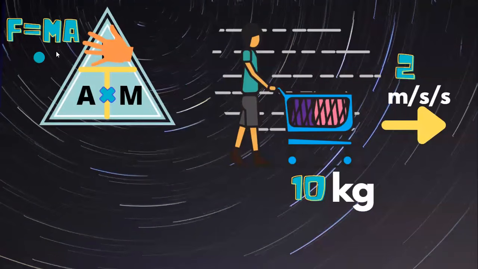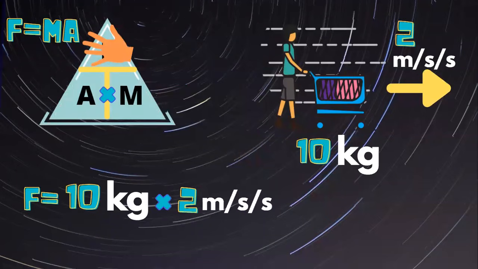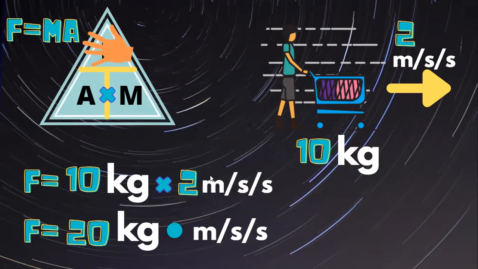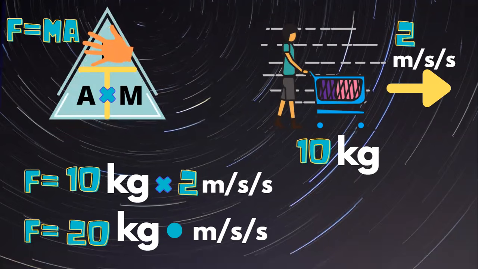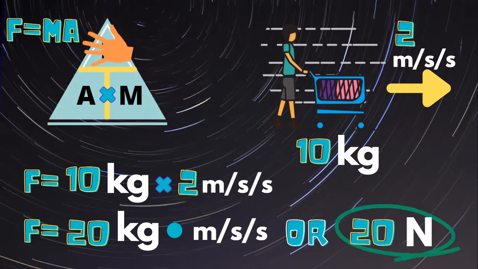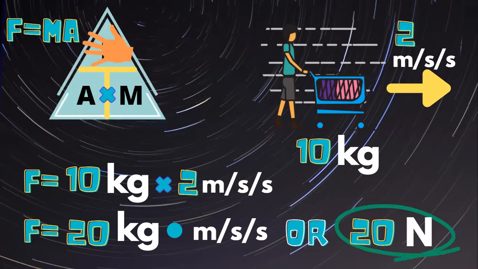So we're going to take this formula, our triangle helped us figure it out, and find the force. We plug in those numbers, 10 kilograms for mass, 2 meters per second squared for the acceleration. And as we do that, we can see that 2 times 10 is 20. So the force is 20 kilograms times meters per second squared. Well, remember that that is the same thing as a Newton. So this cart is pushing with a force of 20 newtons.